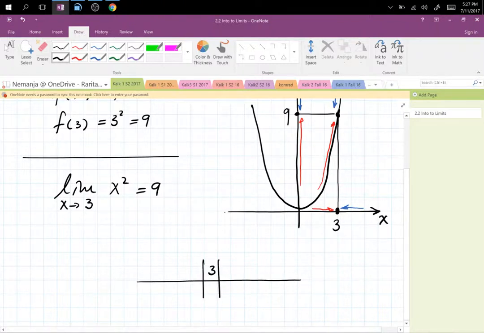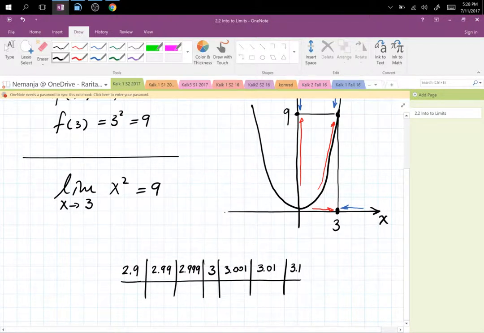So I will say that this is that number 3, right? Those are x values. And I'll pick 3 numbers on the left and 3 numbers on the right that are approaching 3. So say 2.9, and then 2.99 is closer, and then 2.999 is closer still. Over here I can be, let's say, 3.1, then 3.01, and 3.001.